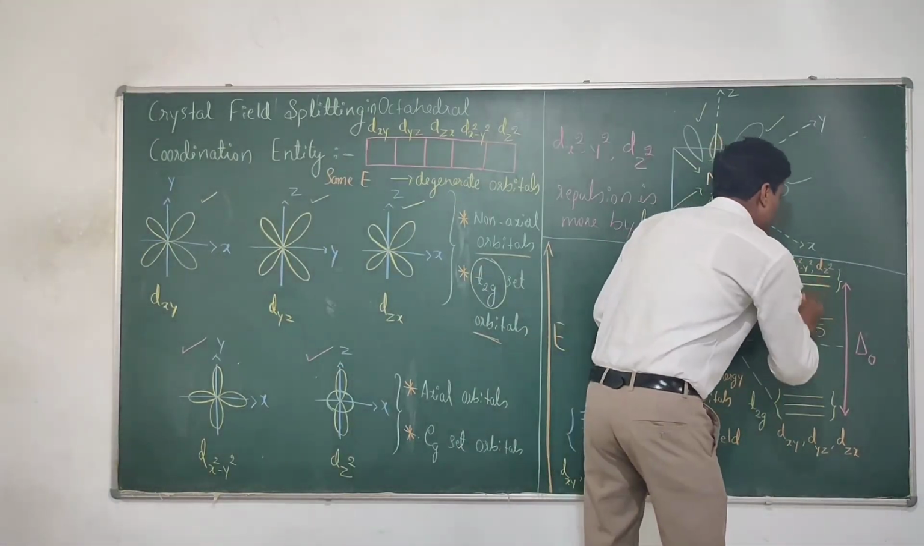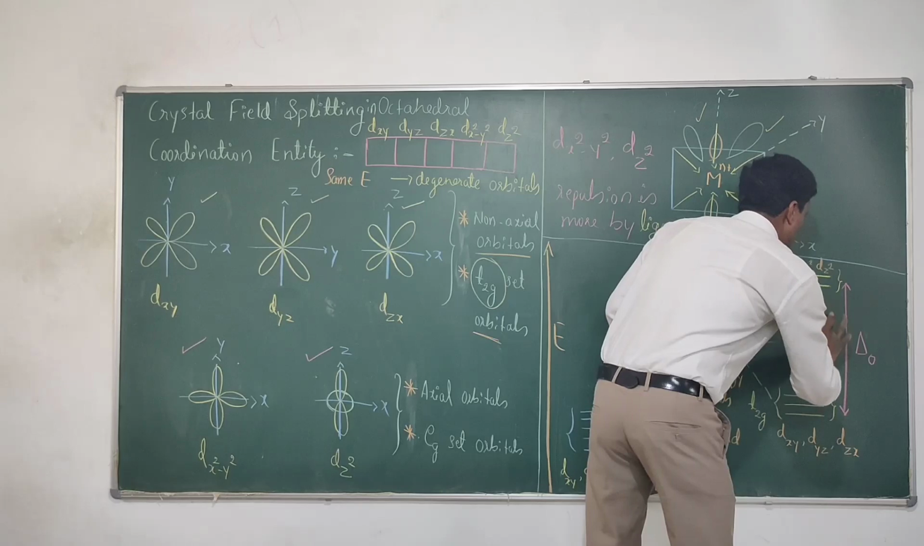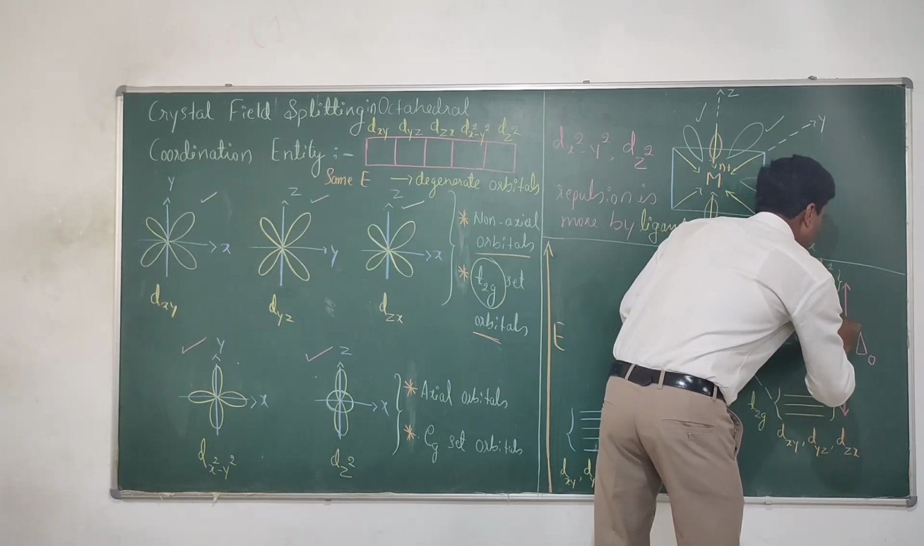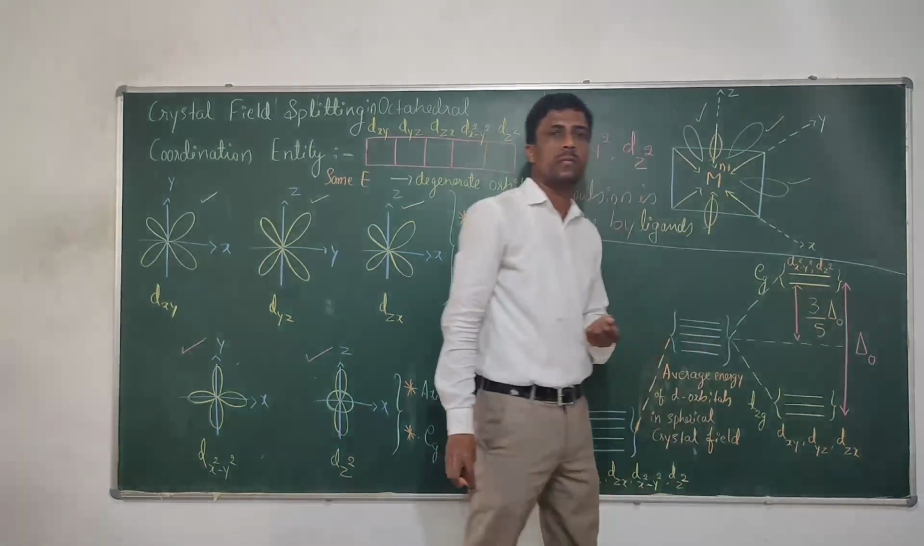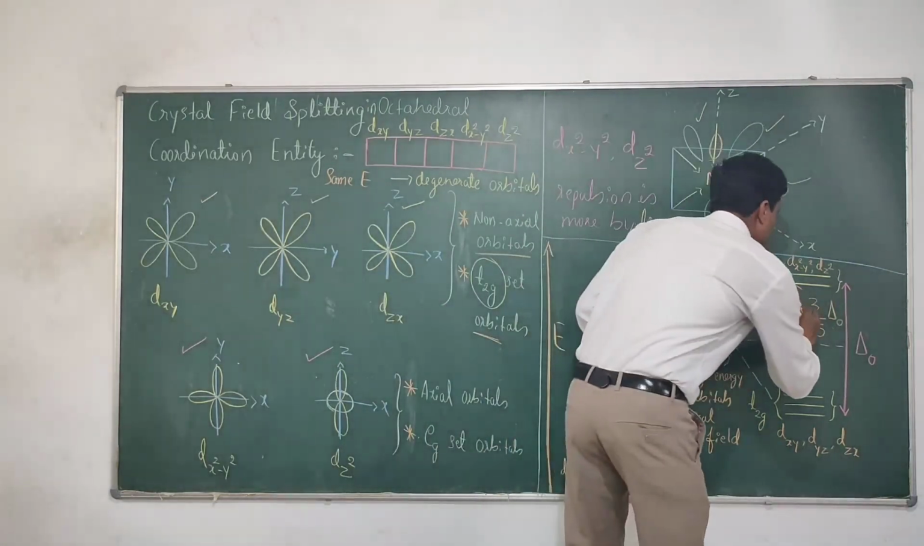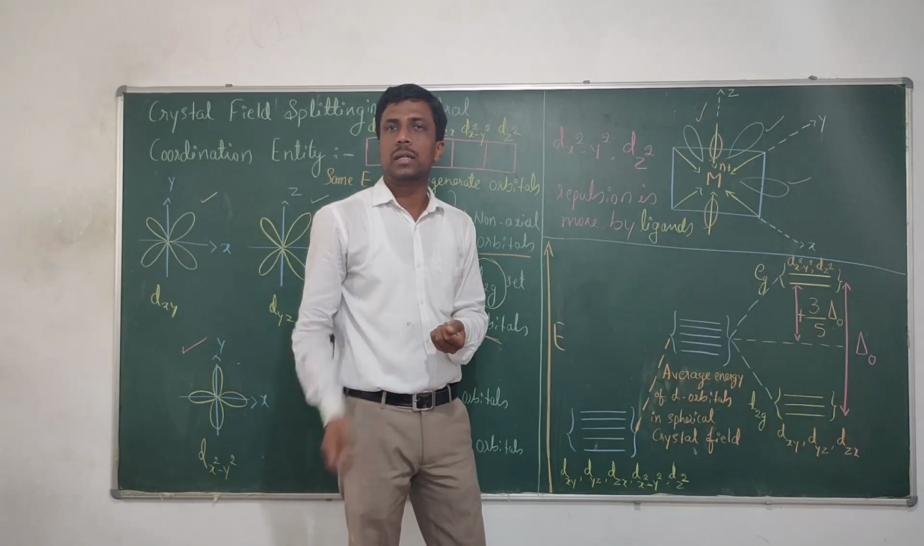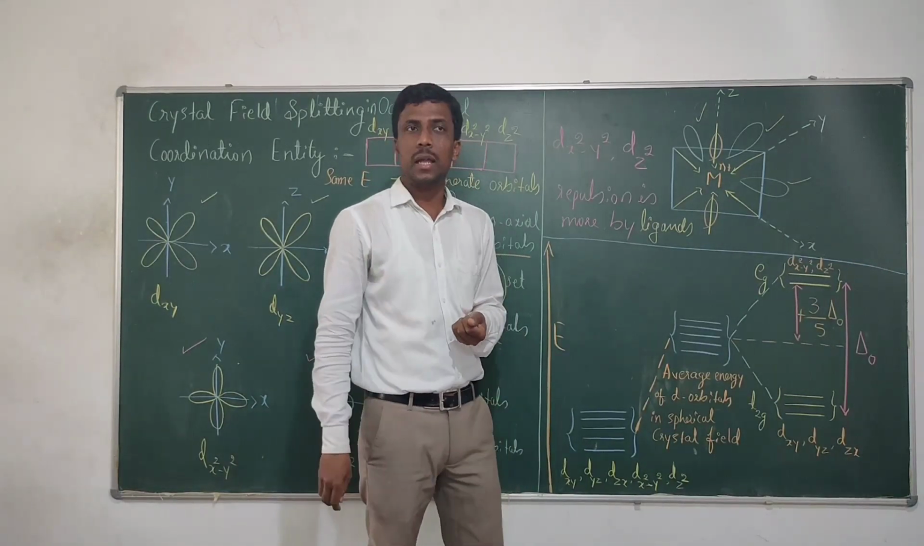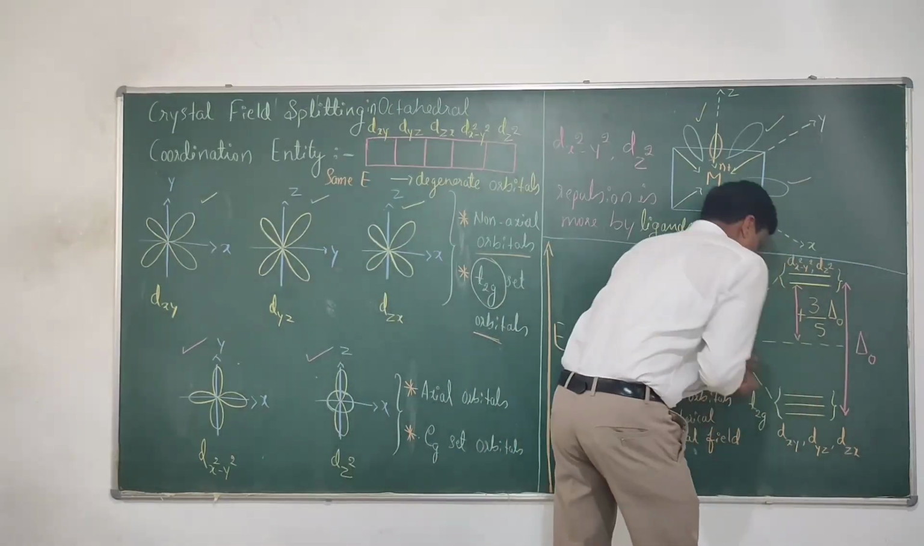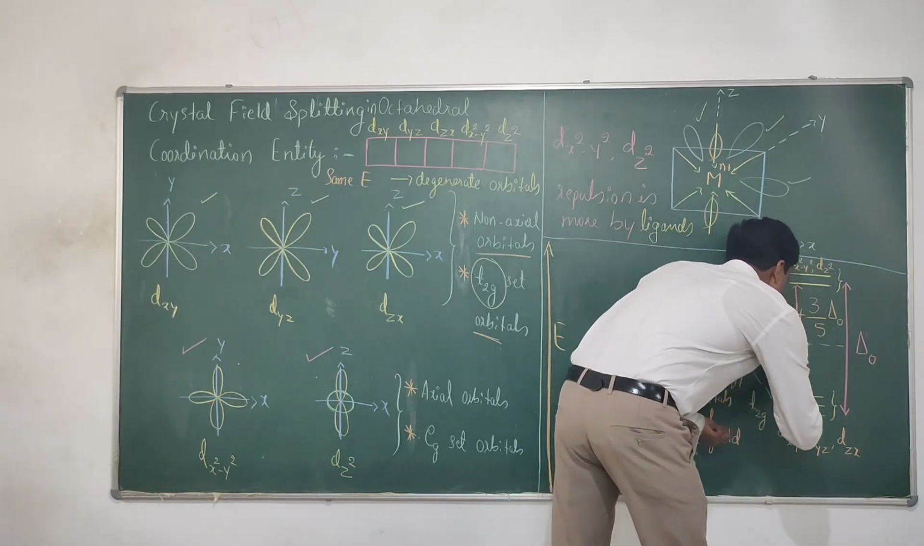Therefore, the energy of these 2 is indicated by 3 by 5 into delta O. This is plus 3 by 5 into delta O. Plus indicates the rise in energy, increase in energy. For these 3 orbitals, energy is decreased.